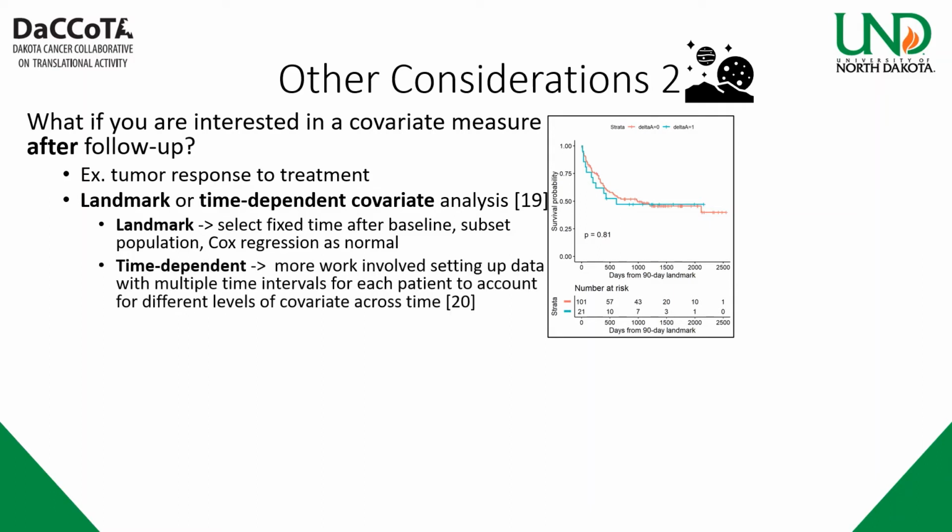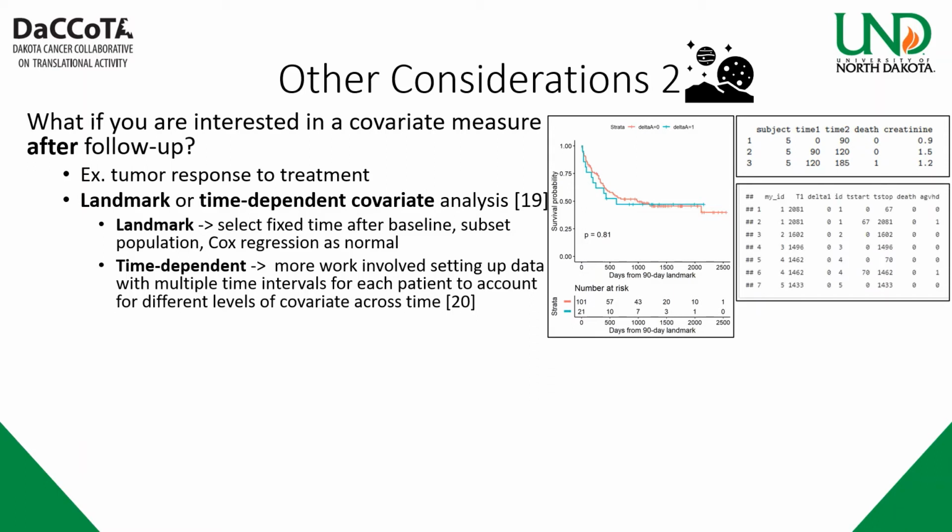However, a little more complicated way to go about this is time-dependent analysis. You have to set up data with multiple time intervals for each patient to account for different levels of the covariate across time. So how you would reset this is you might have your subject, number 5, and instead of one time period, they have multiple time periods: 0 to 90, 90 to 120, 120 to 185, and then the status and any of the covariates.